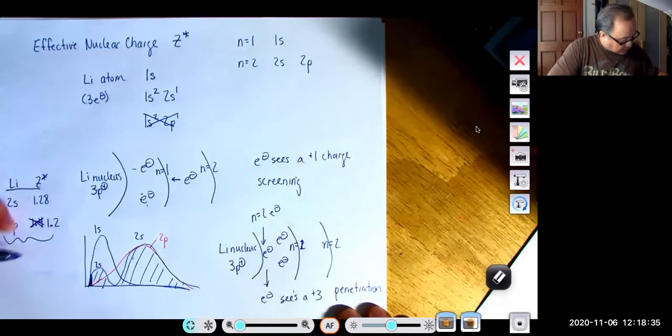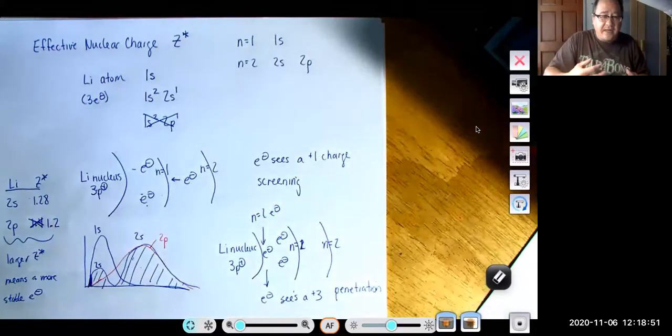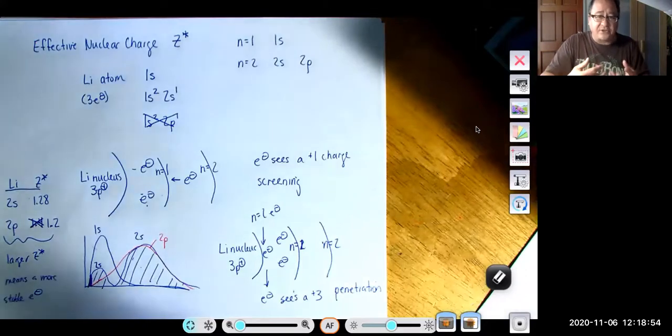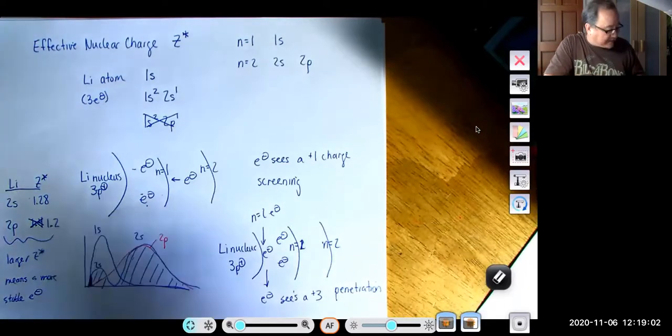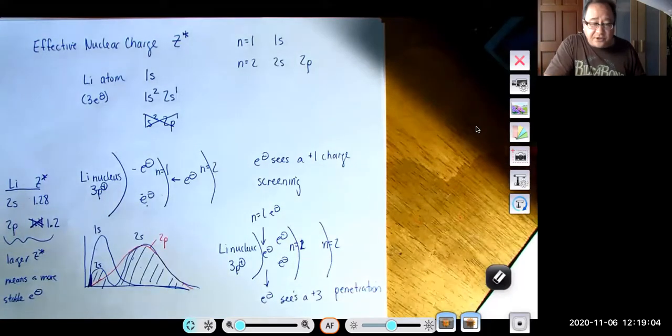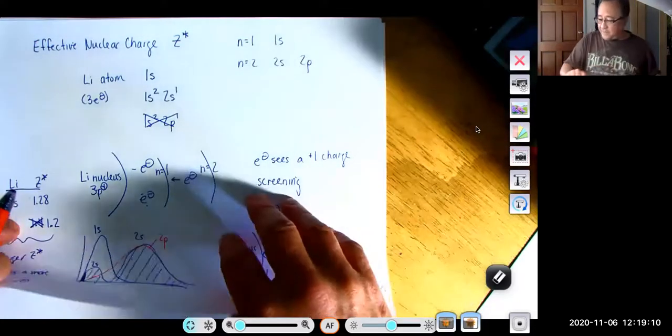So why is this important? It turns out that larger Z star means a more stable electron. Because that Z star is its ability to hold on to the electron. And if you can hold on to the electron better, it's more stable. If you can't hold on to it as well, it's less stable. So this is the case throughout the whole periodic table, that if you look at a 2s versus a 2p, a 2s is going to be more stable. Let me show you some numbers here that are from the book when we look at 2s versus a 2p.